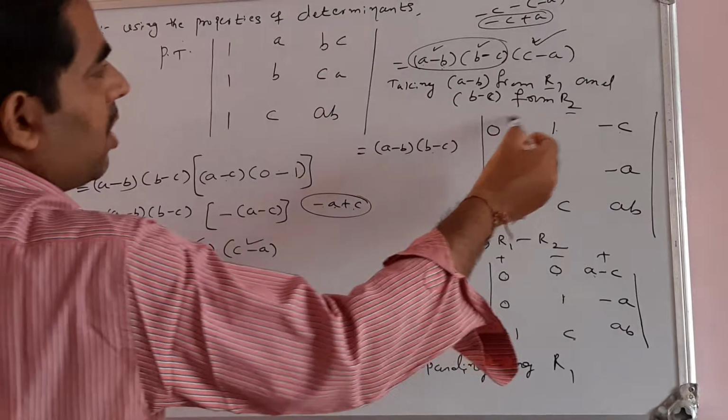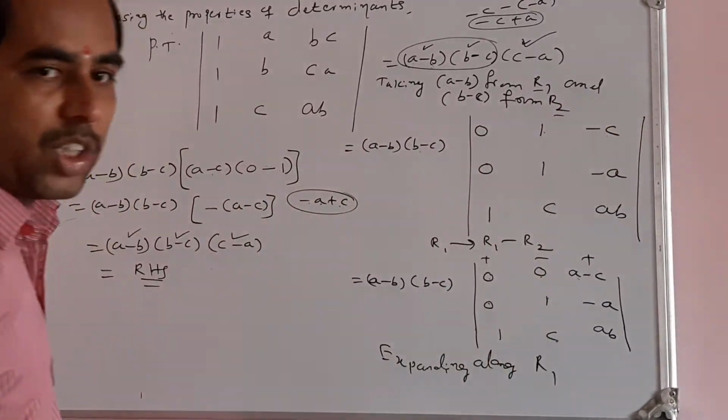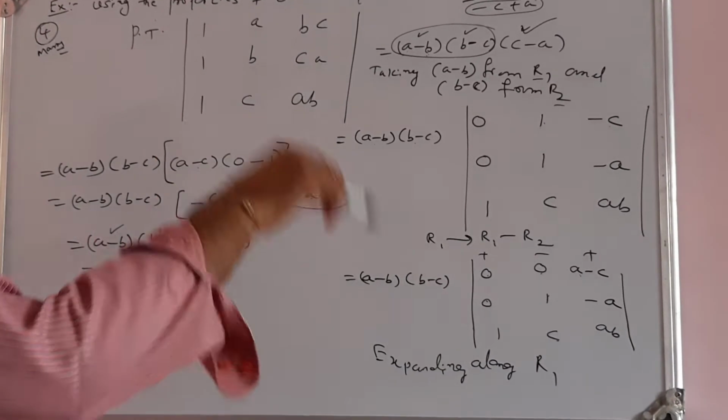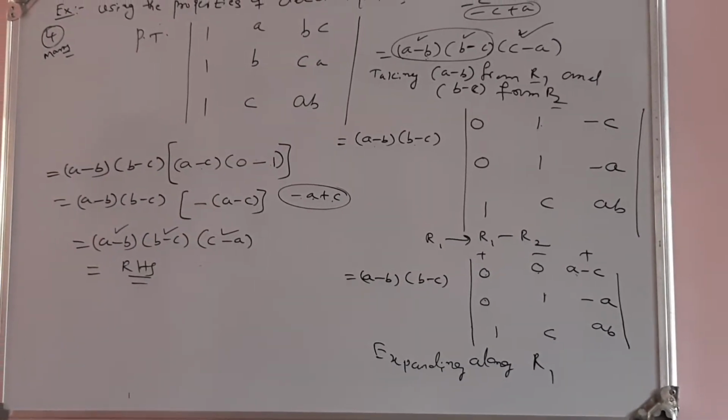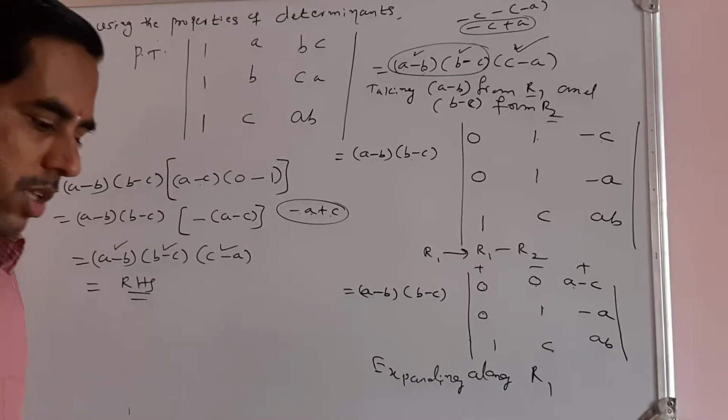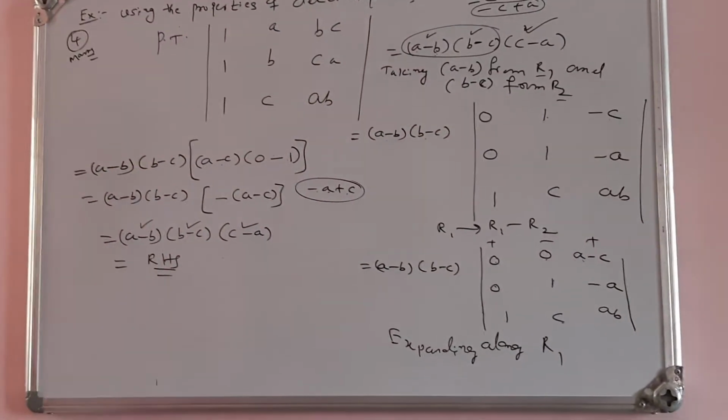Okay. In this step also you can expand along the first row. So I have applied R1 minus R2. Then I have simplified this. So you need not write all the steps here. After practicing it, you can write it directly. Okay. So let us consider another problem.